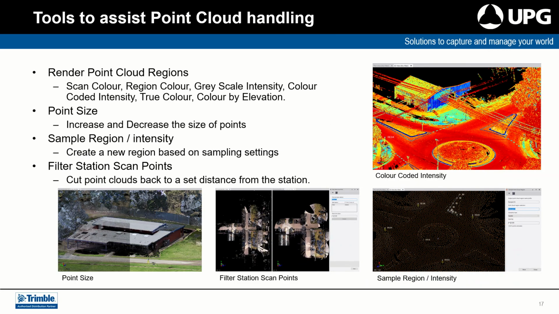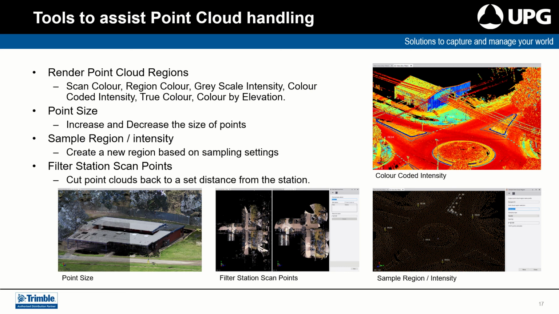So you can render the point cloud regions in different color processes. So you can look at the scan color. So this will show the point as a particular color based off the scan station that it was collected from and the scan that was captured at that station. This allows you to easily see the particular data, where it's collected from, and turn on and off individual scans based on a particular need. There's also region color, which we've looked at before, where you have the data colored as a particular region. We then have grayscale and color-coded intensity. On the right here, you can see the color-coded intensity. It looks very bright and vibrant.